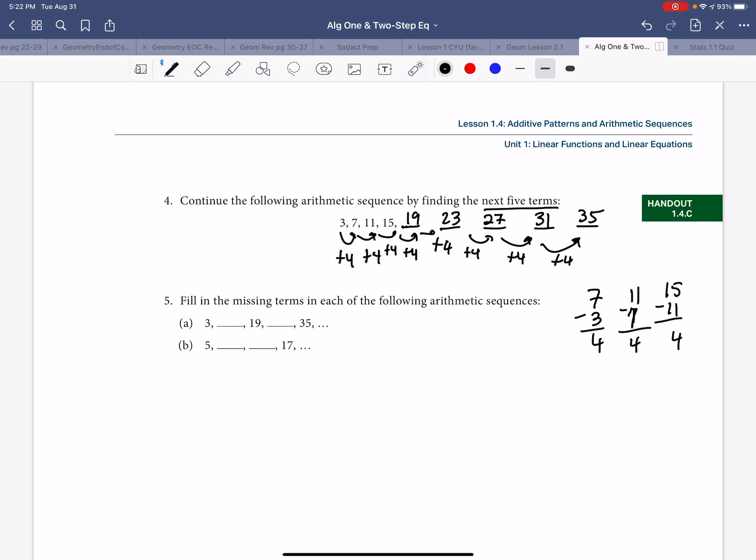And now I've done it. I continued the arithmetic sequence. So this is what this thing is called. And it keeps on going. So that's this concept of sequence.